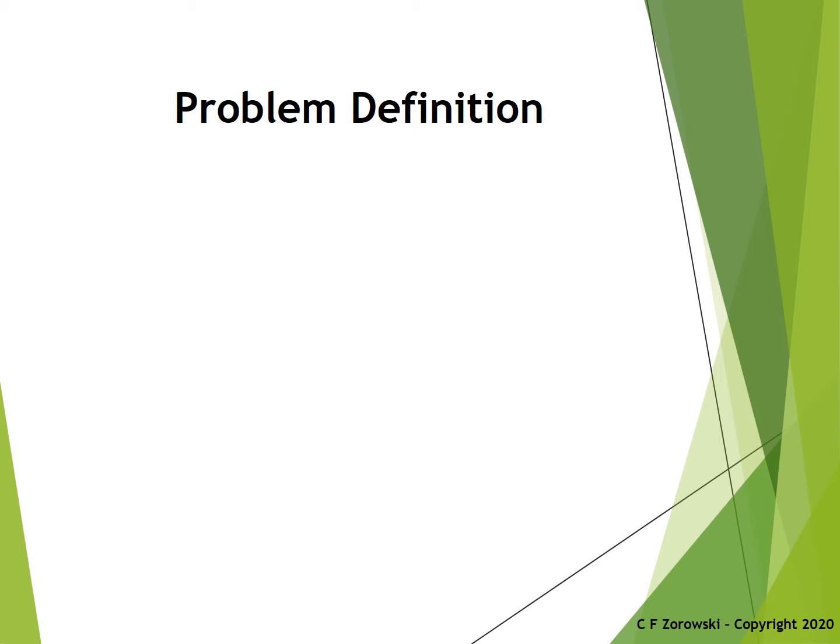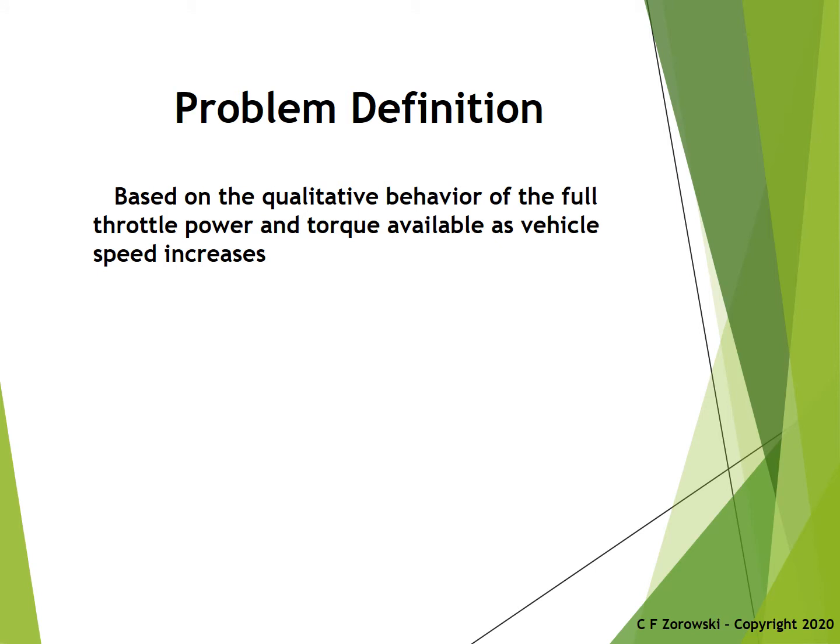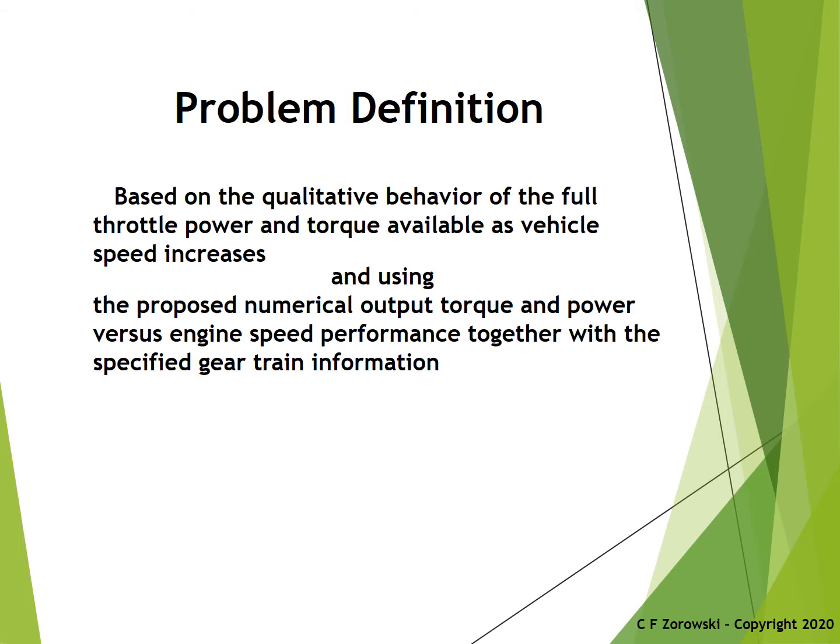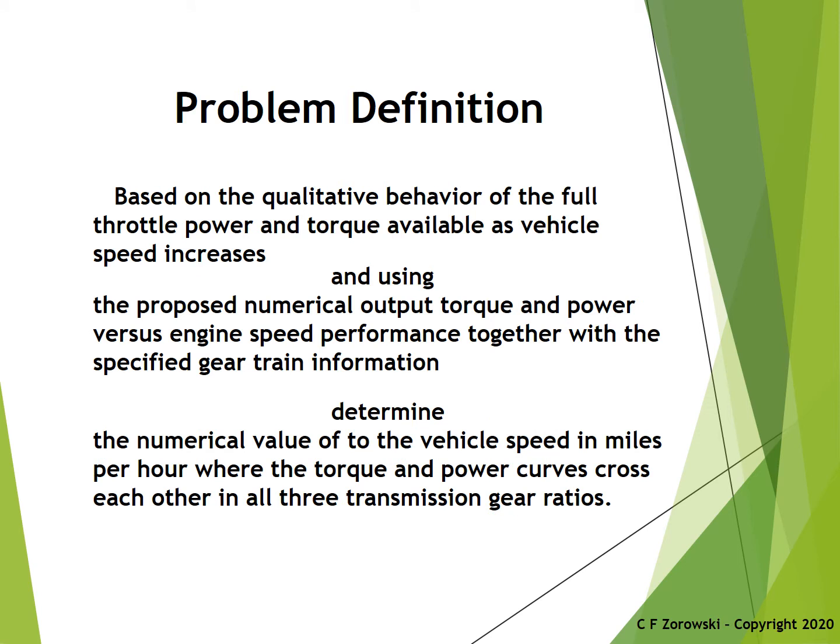An operationally defined problem based on the system behavior developed in Part 3 and the given design specifications is now required to answer the unresolved questions. This might be stated as: based on the qualitative behavior of available power and torque as vehicle speed increases, and using the given output torque versus engine speed performance, together with the specified gear train information, determine the numerical value of the vehicle speed in miles per hour where the torque and power curves cross each other in all 3 transmission gear ratios. At this point, step 2 in the generic solution process has been completed.